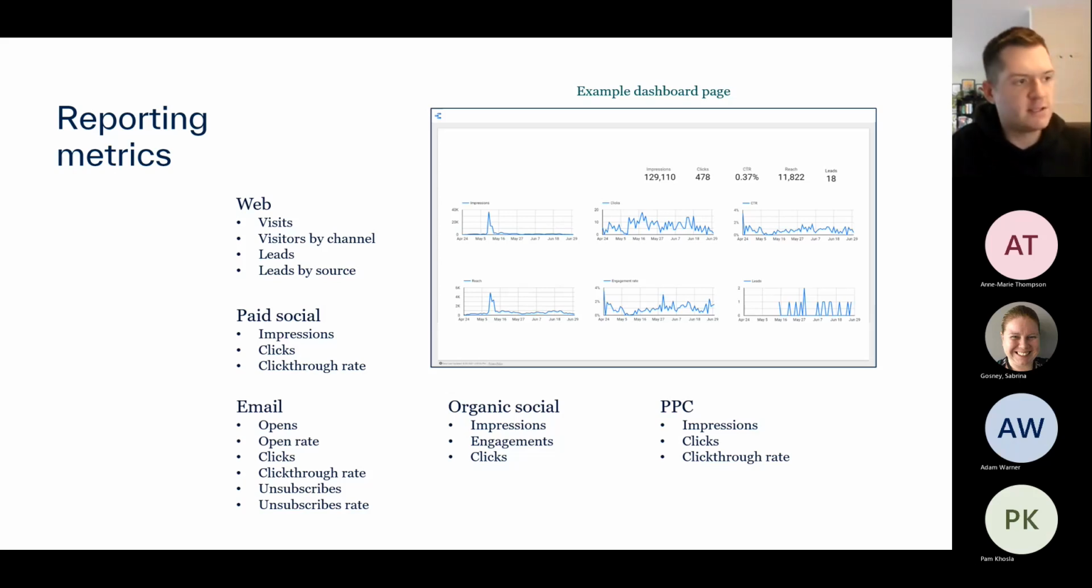Organic social, impressions, engagements, and clicks. And then very similar for PPC, we want to look at how many people have seen our ads. If we've had 130,000 impressions and no clicks, something's wrong with our ad there.